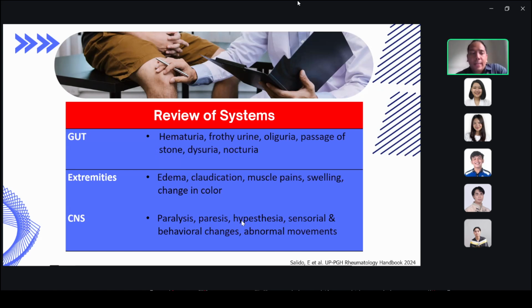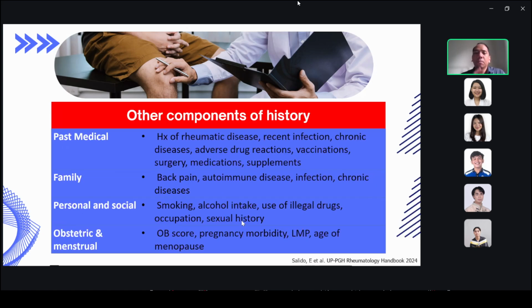And then the CNS paralysis, which are more advanced symptoms, like being unable to move, half of your body can no longer move, are you sensitive to pain, even a slight touch on your skin is very painful, do you writhe because of the pain, or does your hand suddenly move involuntarily? Okay? So from the review of system, we will now proceed with the other components of history.